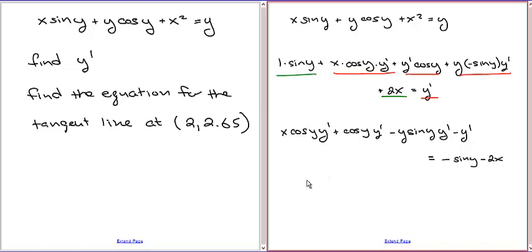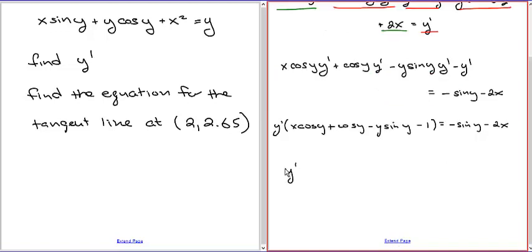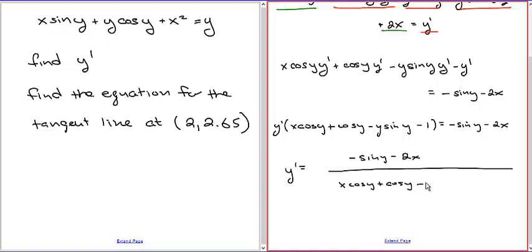Now you factor out y prime. So you get y prime times the quantity: first term, x cosine of y; here, you get cosine of y; here, minus y sine of y; and minus 1. And that equals negative the sine of y minus 2x. Finally, if you solve for y prime, you're going to get negative sine of y minus 2x divided by x cosine y plus cosine y minus y sine y minus 1.